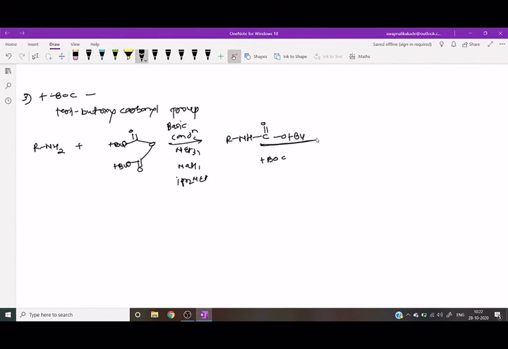This is a Boc. It is deprotected in acidic condition, or trifluoroacetic acid. Solvent used is dichloromethane. It gives RNH2 plus CO2 plus tertiary butane.